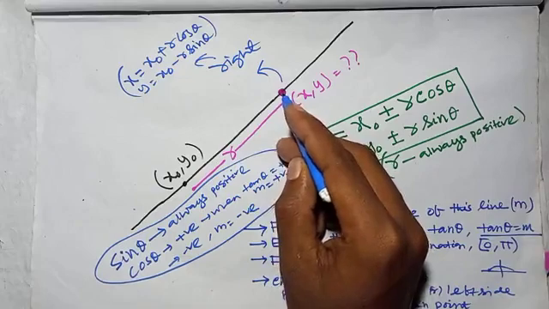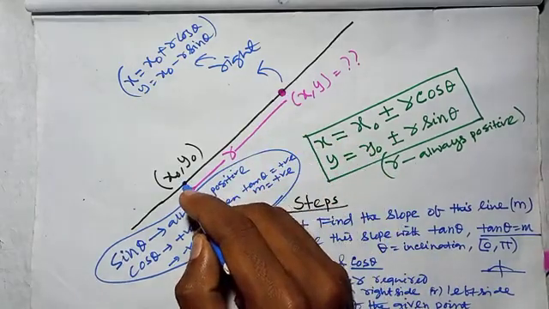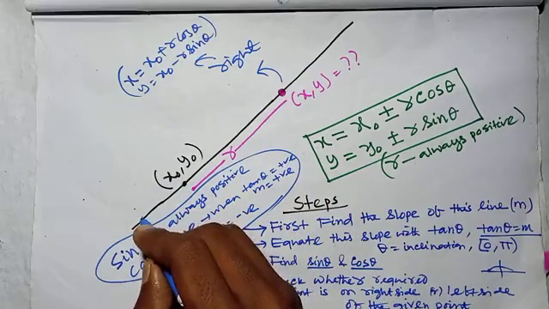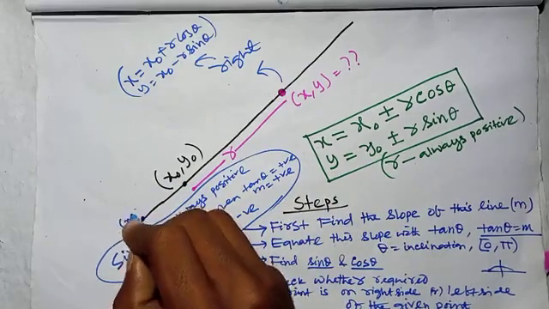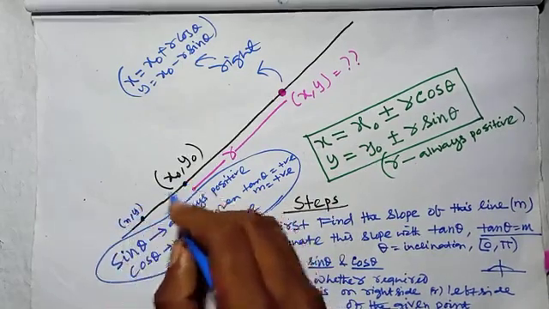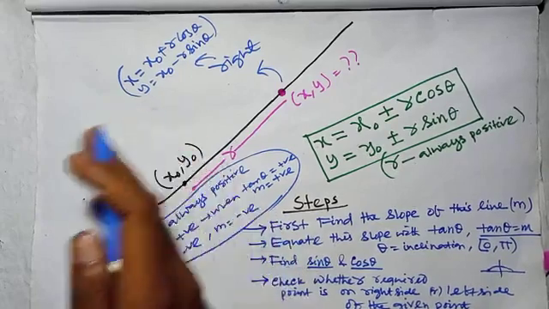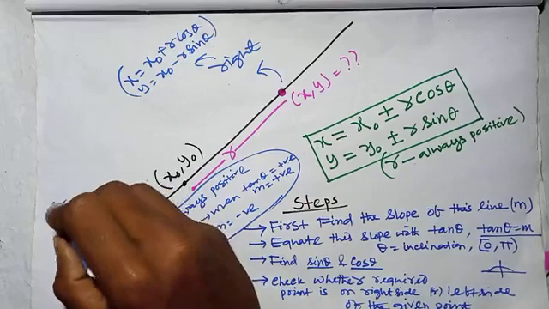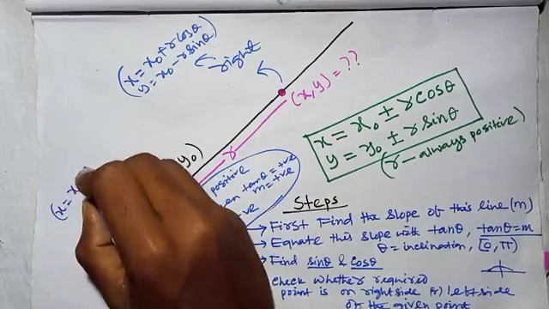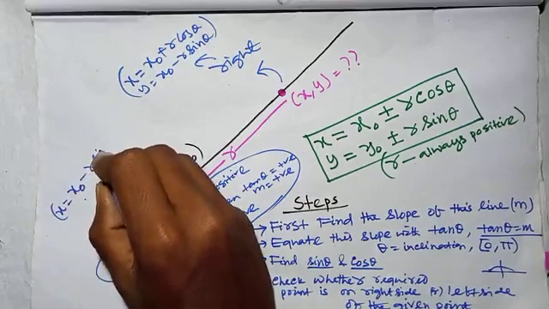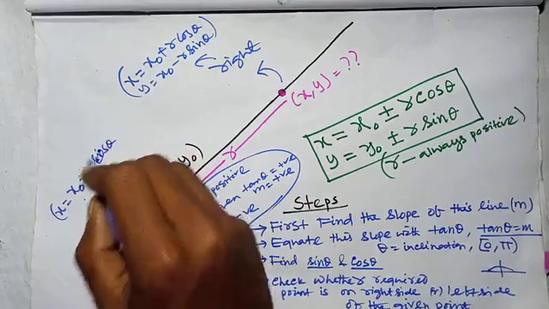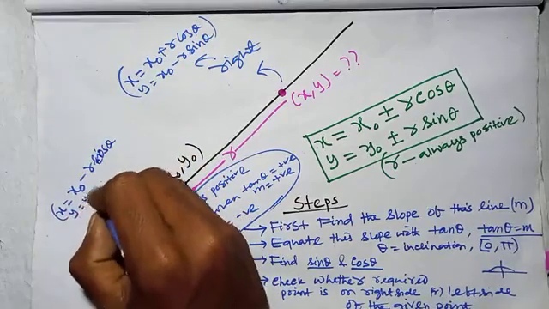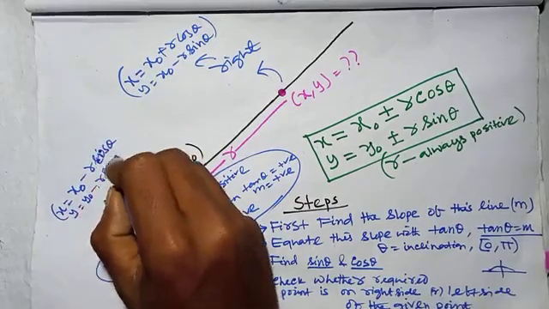If this point is left to this point, let's say here I am considering the coordinate of x comma y, so you can see that this point is left to this given point. So here you have to write the formula as x equals x naught minus r cos theta and y equals y naught minus r sin theta.